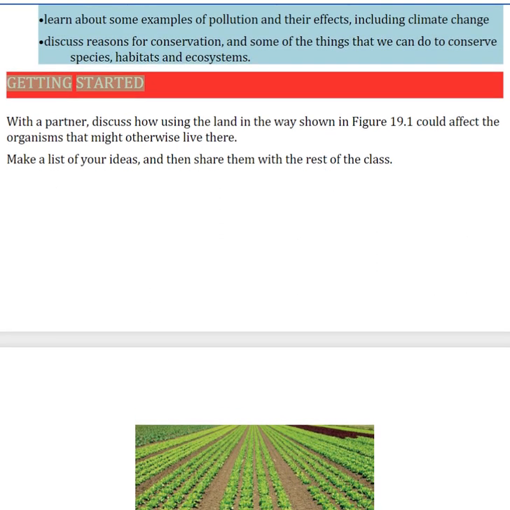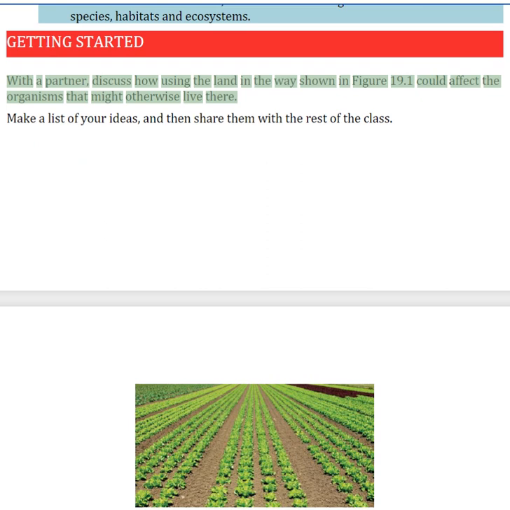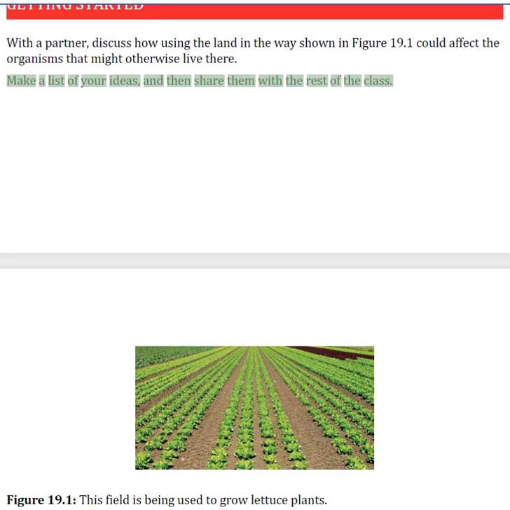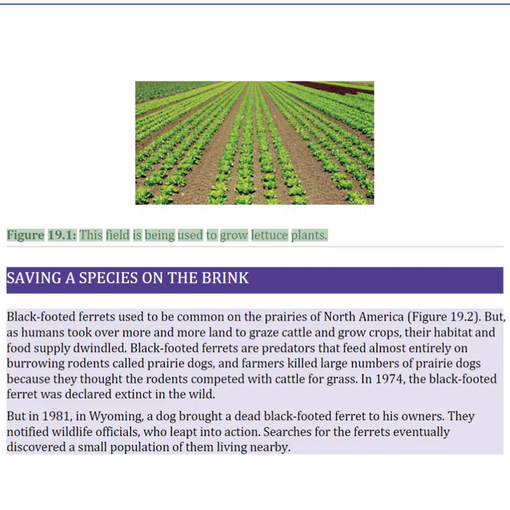Getting started. With a partner, discuss how using the land in the way shown in Figure 19.1 could affect the organisms that might otherwise live there. Make a list of your ideas and then share them with the rest of the class. Figure 19.1: this field is being used to grow lettuce plants.